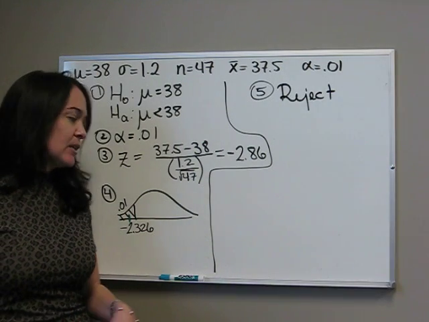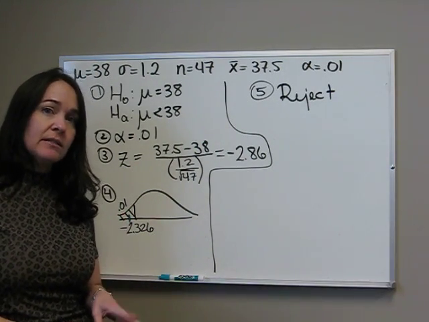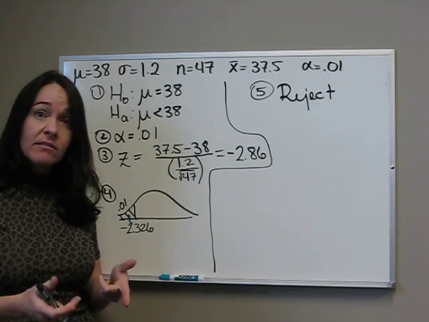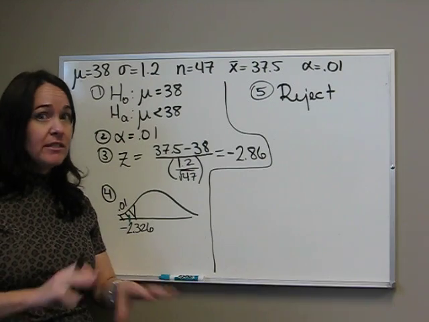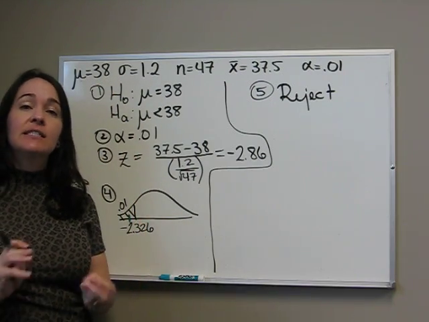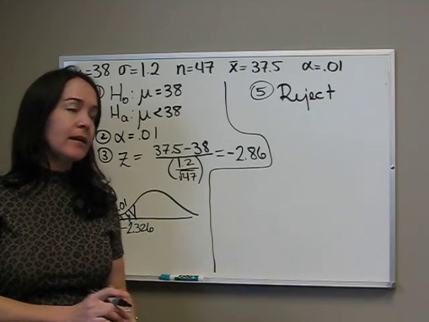Since we rejected using the critical value approach, usually you'll have 2 sentences. The first one says, yes, we have enough evidence to say that the time has changed. It's different than 38. The second sentence will tell us if it's less than or greater than.